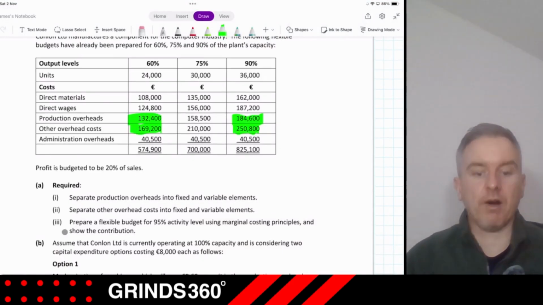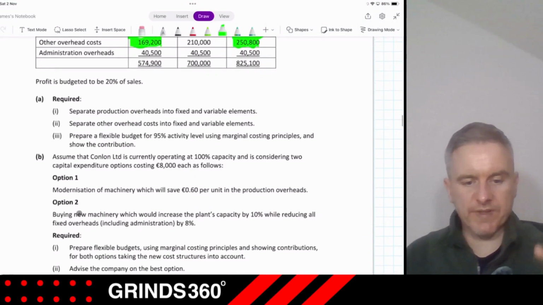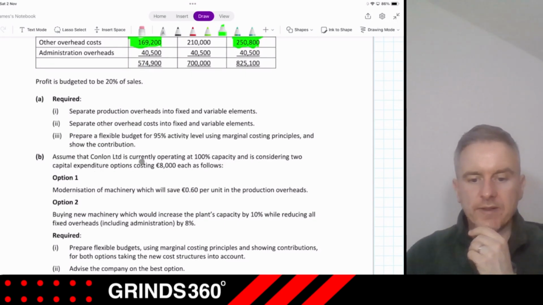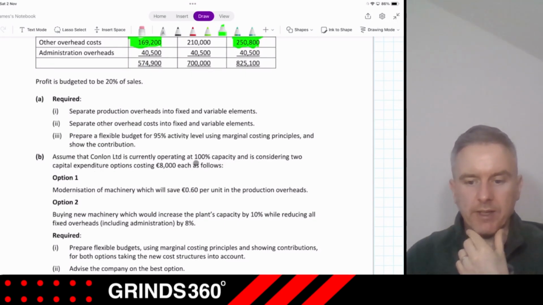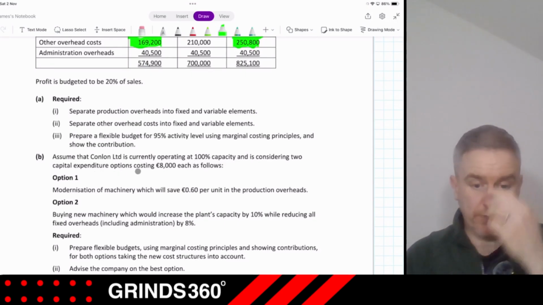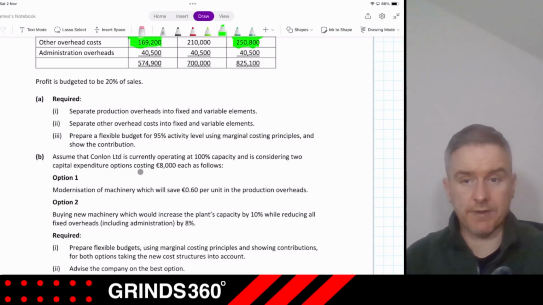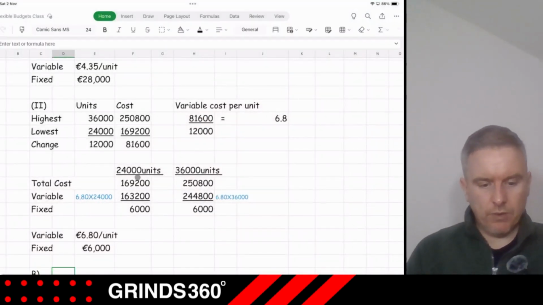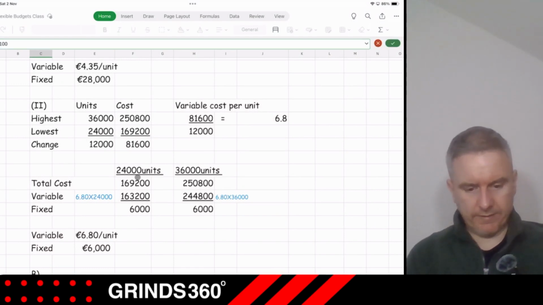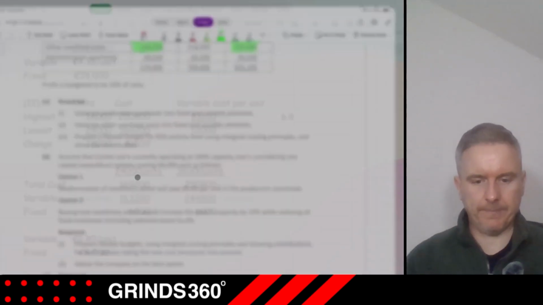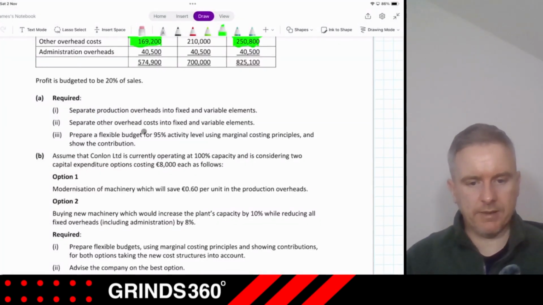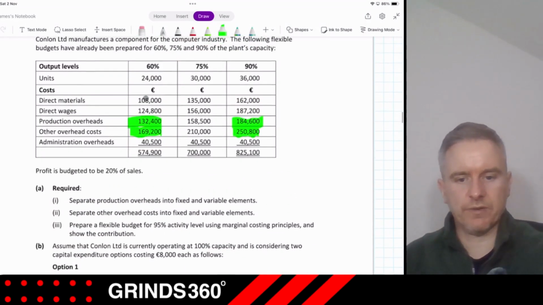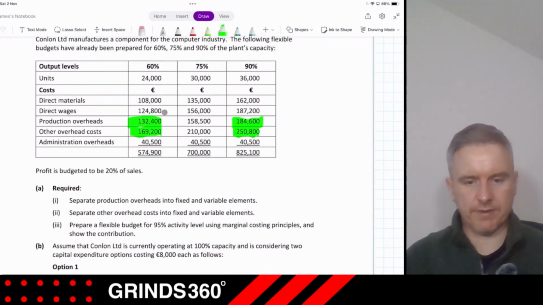Next thing, now obviously part 3 you'd have to do that, but just skipping to part B here, assume that Condon is currently operating at 100% capacity and is considering capital expenditure options costing 8,000. So we need to go and do this for 100% capacity. So 100%. Again, take your value here. So 60% is equal to 24,000.